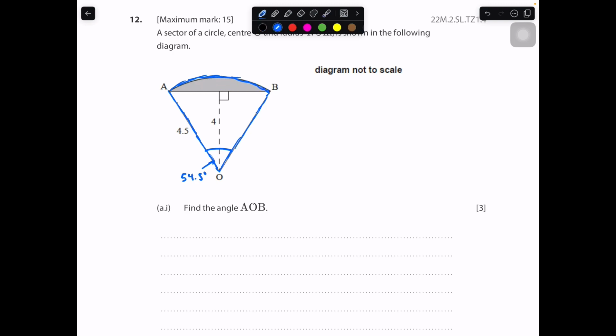Okay, so let's find the area of this blue part. We know we can find it by just finding the area of a sector. So area of a sector is equal to theta over 360 times pi r squared. We don't have a whole circle, we just have a fraction of it. So 54.5 over 360 pi, and then our radius, the distance from the center to the edge of the circle, right? This circle would have been like all the way through here or something like that. Distance from the center to the edge of a circle is 4.5. So pi r, 4.5 squared.